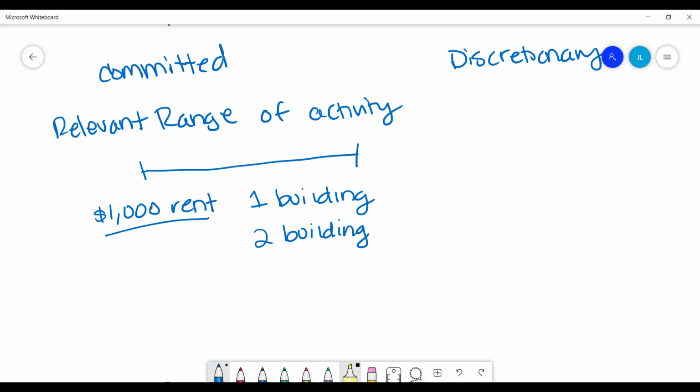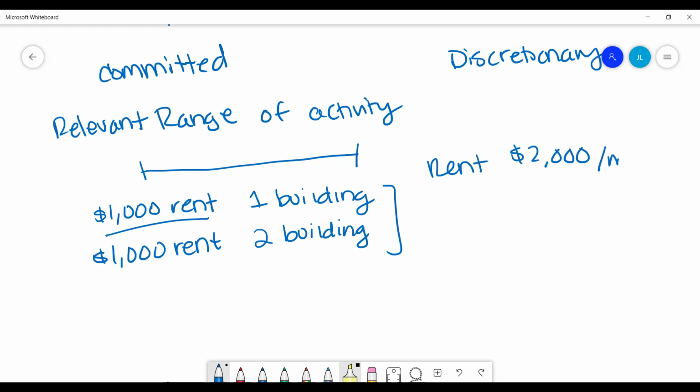What's going to happen to that fixed cost of $1,000? When you're now renting two buildings, is my rent going to stay the same in total? No, now we bump to a different relevant range, a larger amount of square feet. Let's say that second building is also $1,000. Then all of a sudden your fixed cost of rent has bumped to $2,000 a month. So you can only talk about fixed costs and variable costs behaving a certain way within a relevant range of activity.